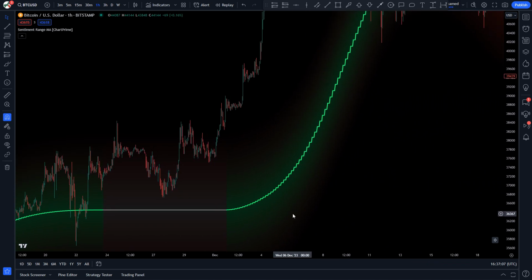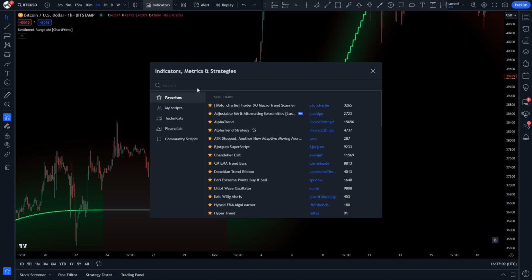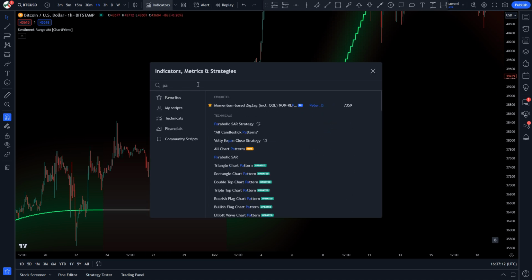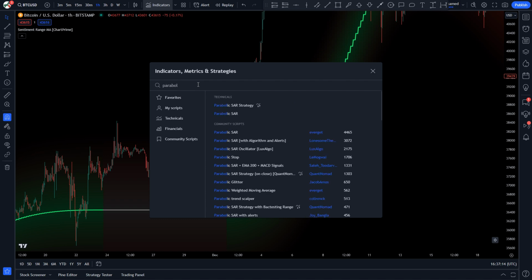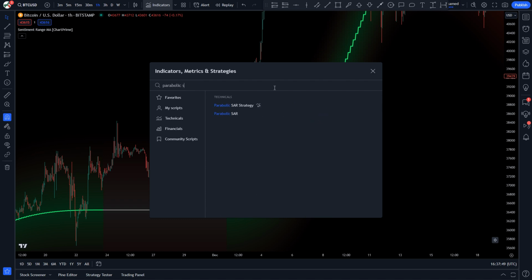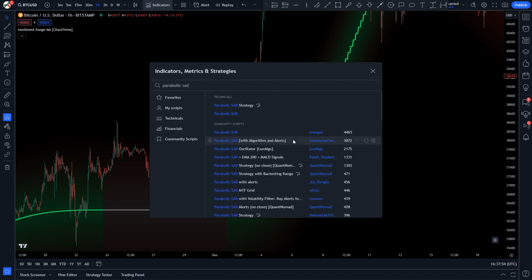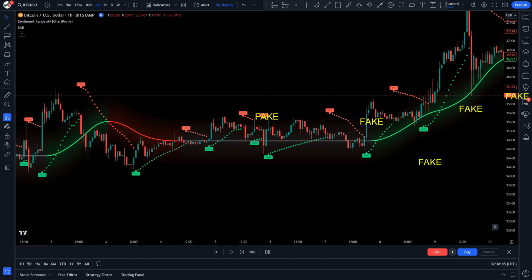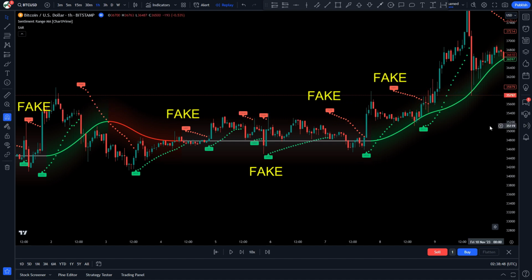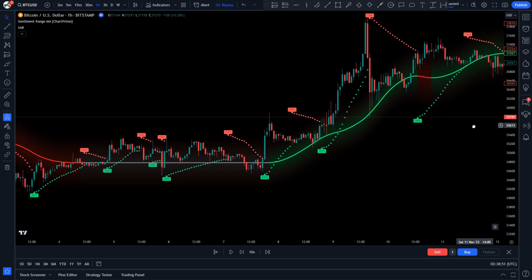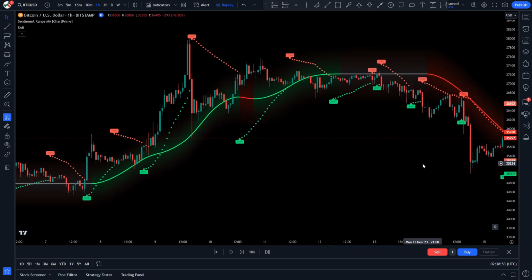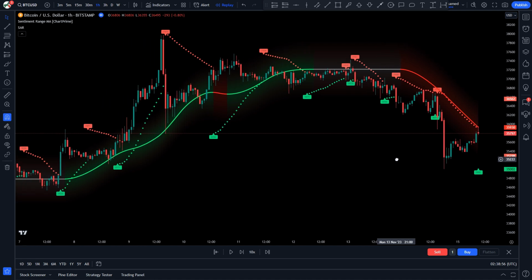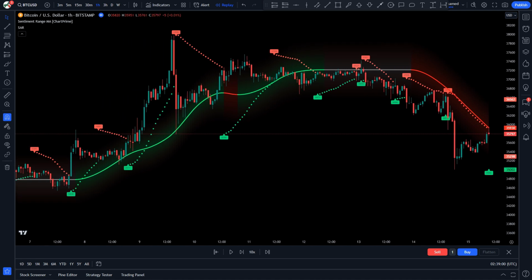For this strategy we will need to apply 2 more indicators to the chart. So open the indicators and search for Parabolic SAR with Algorithm and Alerts by Lonesome the Blue. This easy-to-read indicator gives buy and sell signals based on the market's volatility. With the help of our magic moving average, we can easily cancel the majority of fake signals. The general rule says that we buy in an uptrend, sell in a downtrend, and cancel all signals during a range market. These 2 indicators together can already make you profitable.